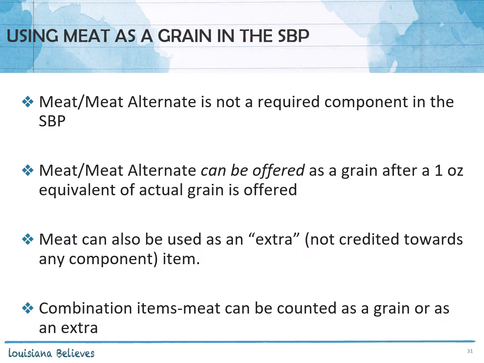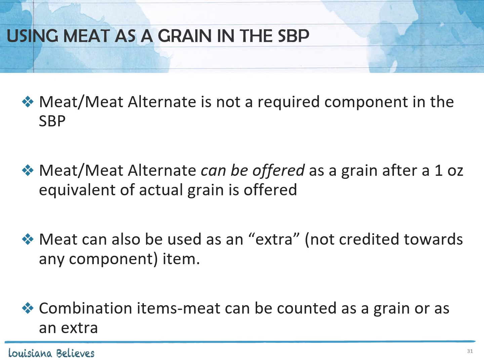Using meat as a grain in the school breakfast program. The breakfast meal pattern does not require meat alternates. However, menu planners can choose to offer meat alternates as a grain substitution after offering the minimum daily grain requirement, which is 1 ounce equivalent. 1 ounce equivalent of meat alternate substitutes for 1 ounce equivalent of grains. A minimum of 1/4 ounce equivalent must be served to count towards the total requirements.